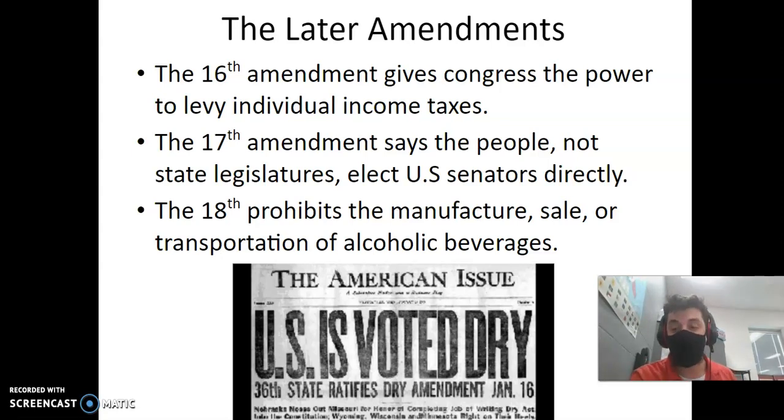The 18th Amendment was an interesting idea where they tried to outlaw alcohol, specifically the manufacture, sale, or transportation of alcoholic beverages. The consumption of it was never technically illegal, but the buying of it was very difficult.